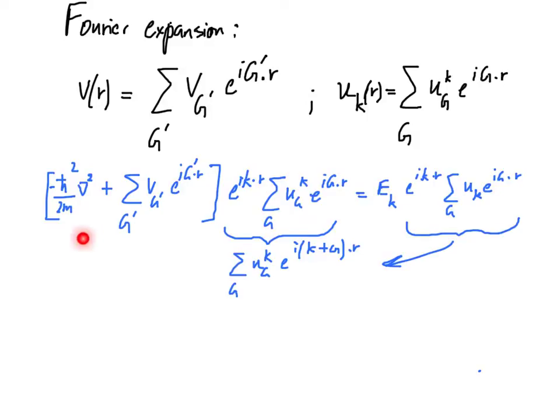So when this quantity here operates on our wave function, you essentially end up with h bar squared over 2m times (k plus G) squared, times of course this whole thing. That's what happens to the first term. Now when this term over here gets multiplied to this quantity, you get a double sum. So you keep that in mind. And then on the right hand side, once again you have your E_k multiplied by the same thing.